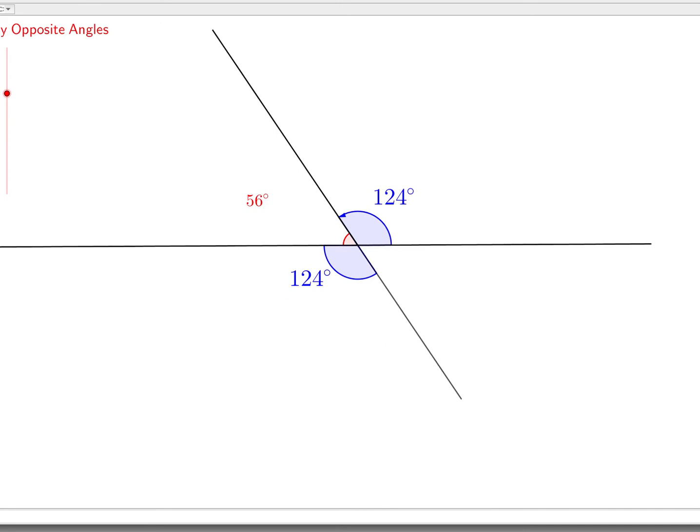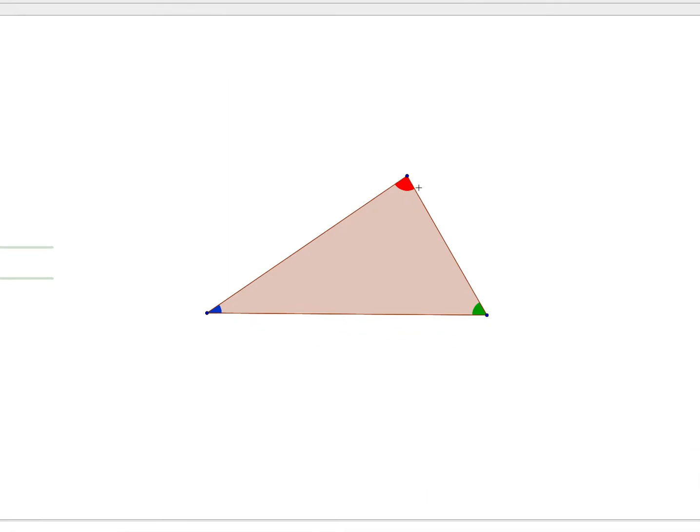And triangles. The angles marked in the triangle here, three of them, there's a blue angle, a red angle, and a green angle. If I rotate the triangle around the midpoint of a side, I can bring the blue angle up to join the red angle up the top here. So that's the blue and the red together.